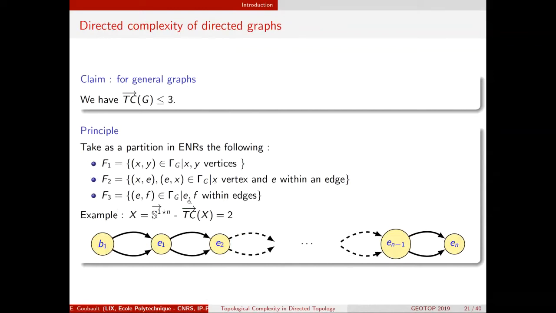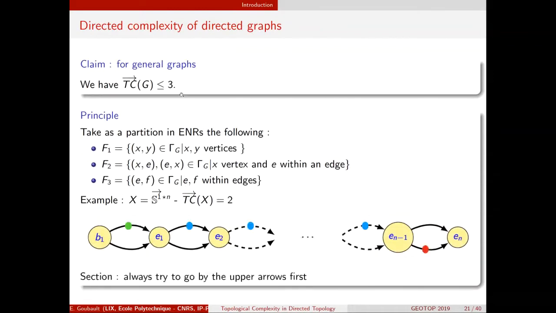And the last partition will be the pairs of reachable points from the interior of an edge to the interior of another edge. And you can check, it's actually the same partition you're using for classical topological complexity. You can check that you're going to have continuous sections with directed paths using this partition. So you're going to get this upper bound very easily.